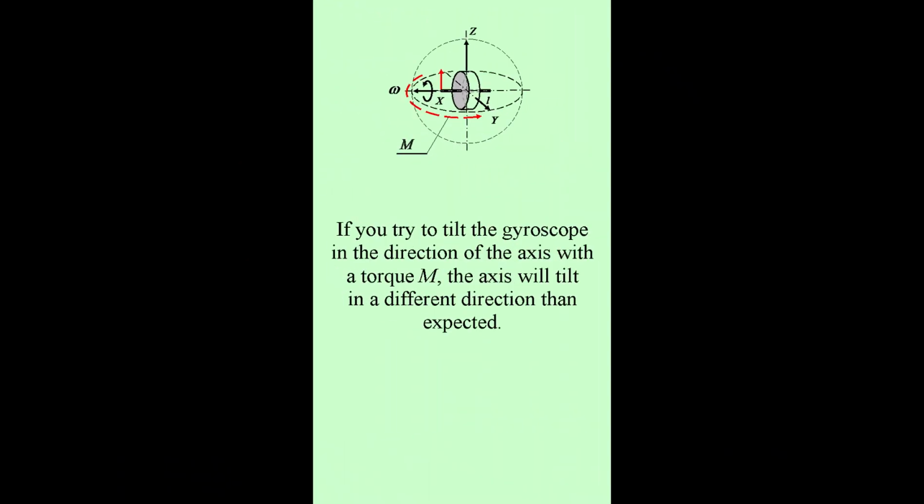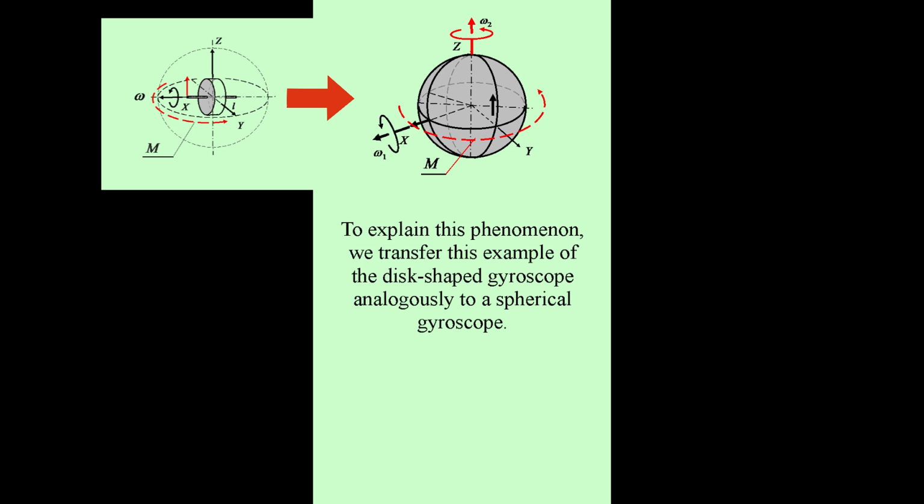If you try to tilt the gyroscope in the direction of the axis with a torque m, the axis will tilt in a different direction than expected. To explain this phenomenon, we transfer this example of the disc-shaped gyroscope analogously to a spherical gyroscope.